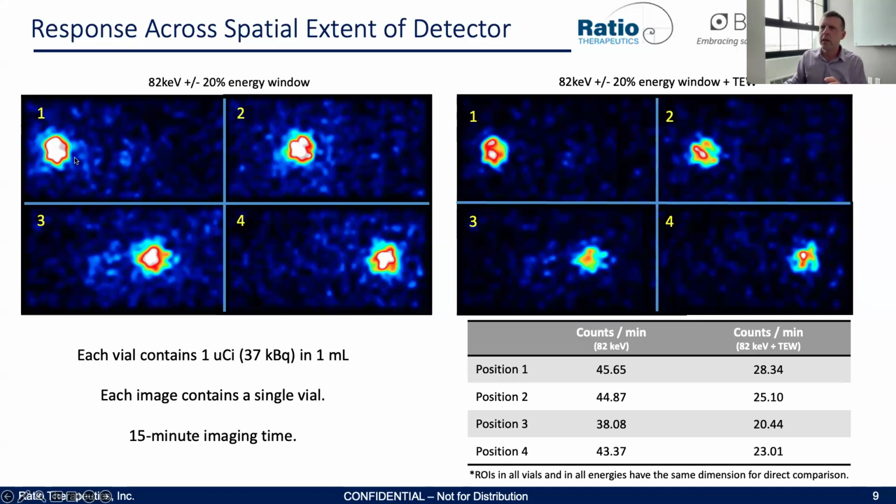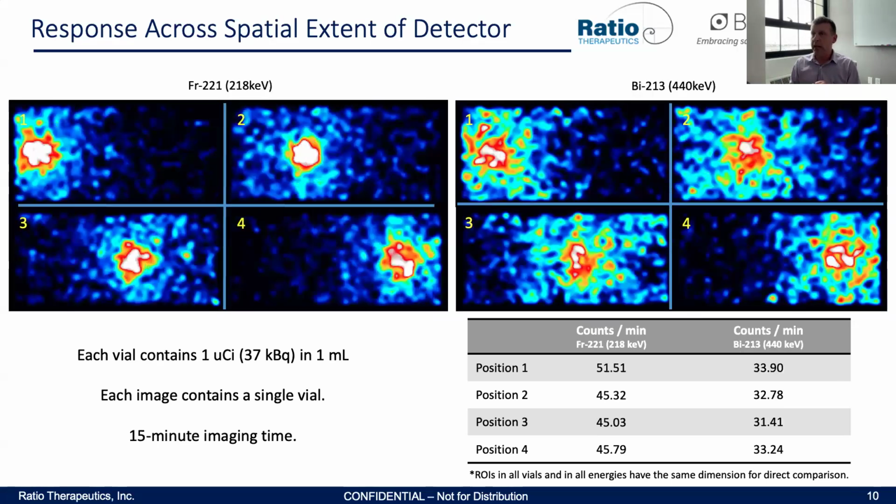And what you're seeing here is an image of the 82 keV data without and with the scatter correction. And these results looked very reasonable. We see a consistent pattern of activity on the detector. We observed consistent counts per minute, both with and without the scatter correction. And with the scatter correction, we see a reduced amount of background outside the vial, indicating that we're seeing the expected behavior, lower counts. Everything here seems sensible and reasonable.